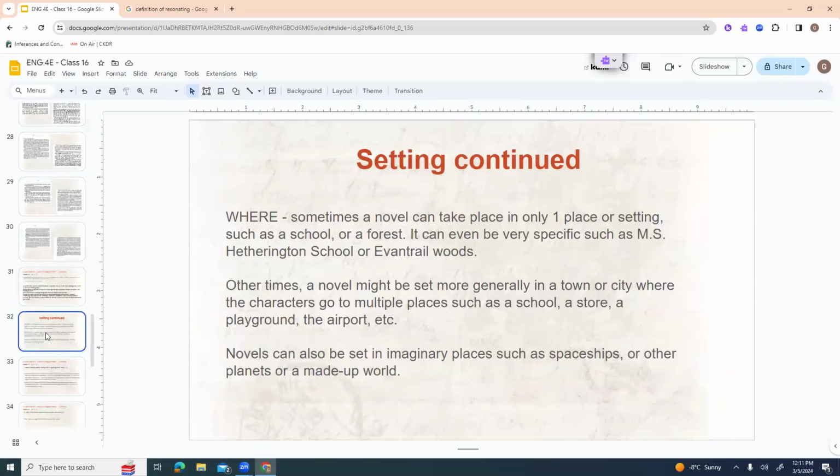Where? Sometimes a novel can take place in only one place, it's always in the school or it's always in the forest. It can be even more specific, like MS Hetherington School or Evan Trail Woods. But other times, a novel might be set more generally in a town or a city or a reservation where the characters go to multiple places, such as a school, a store, a playground, or the airport. Novels can also be set in imaginary places such as spaceships or other planets or a made up world.